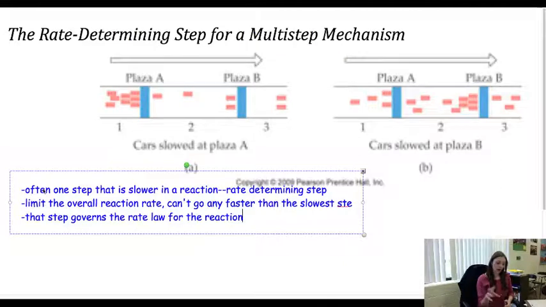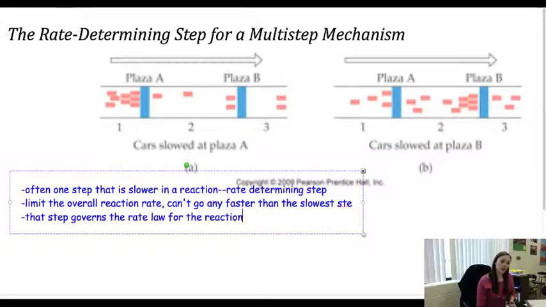And for example, okay, you have this picture right here. And these are cars at a toll booth. Okay, we have Plaza A and we have Plaza B for both of them. Okay, and this first one, this Plaza A is my rate determining step because notice how many cars are backed up there. So no matter how fast this person here in Plaza B works, it doesn't matter because Plaza A is the one holding everybody up. Now in the second in B here, now I have Plaza B is the one slowing everybody down. So Plaza B is now my rate determining step. Okay, because now the cars can only go as fast as they can get through B. So it's all about your slowest step, and you can't go any faster than your slowest step.